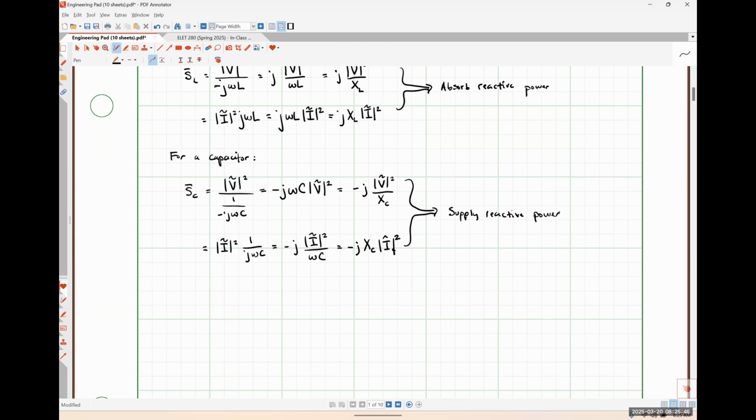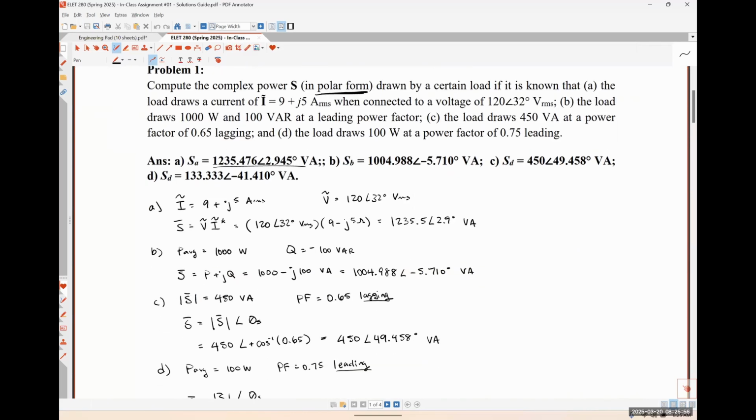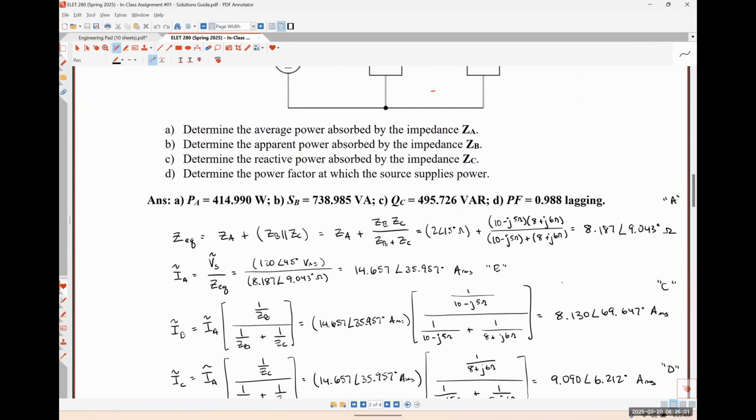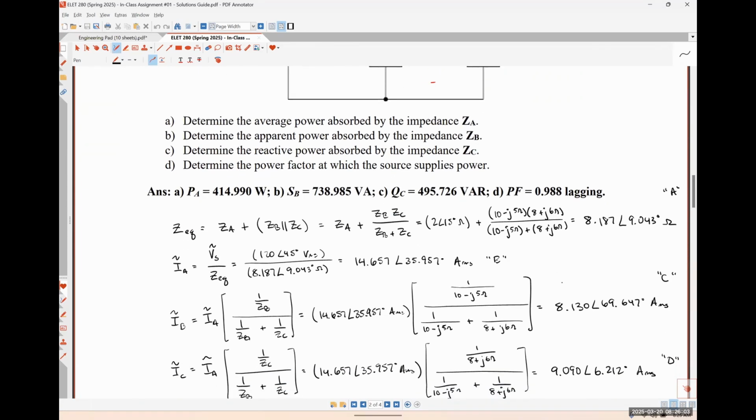All right, so I want to revisit our in-class assignment from our last class meeting really quickly. I want us to look back at problem 2. We're not going to rework the whole thing again because that would be a waste of our time. I just want to show you very simply that we could have used these alternative relationships where once we found these 3 currents, we could have used them to calculate our complex power and all of that kind of good stuff. So let's just look at that current IA, right?